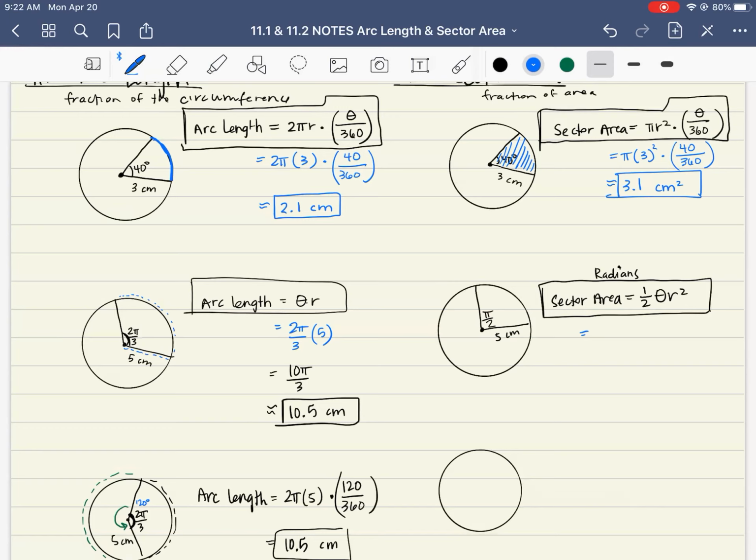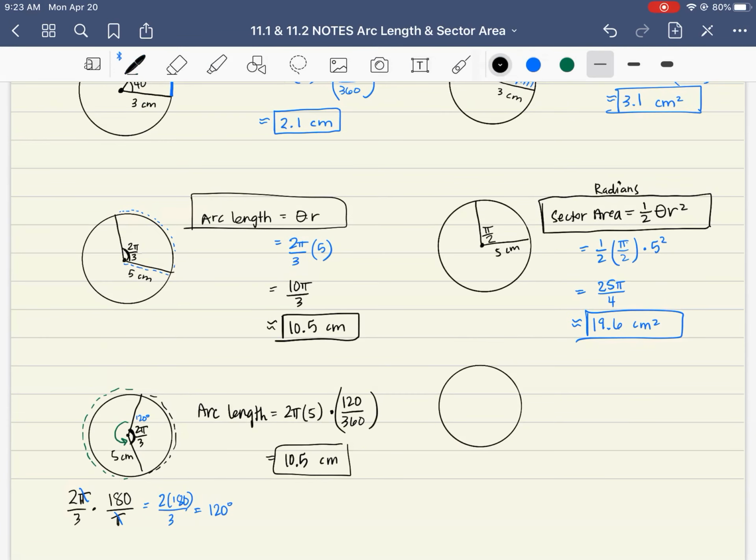So here we go. If we want to find this sector area, we're going to do 1/2. We recognize this is in radians, so we do pi over 2, and then we multiply that by the radius squared. So we multiply this, and on the top we're going to have 1 times pi times 25, or in other words 25 pi. 2 times 2 on the bottom gives us 4. So essentially we have 25 times pi divided by 4. If we wanted to approximate that, that would be approximately 19.6 square centimeters.